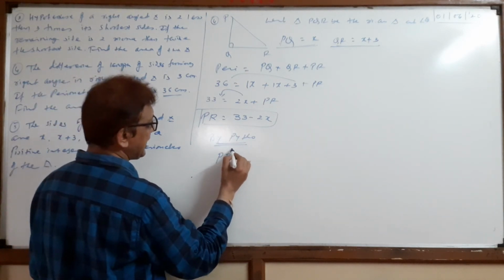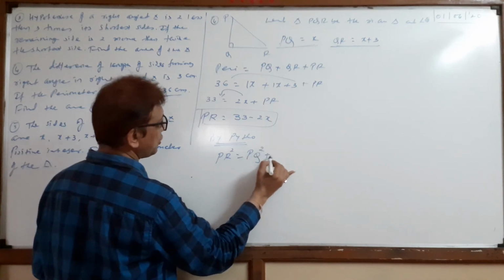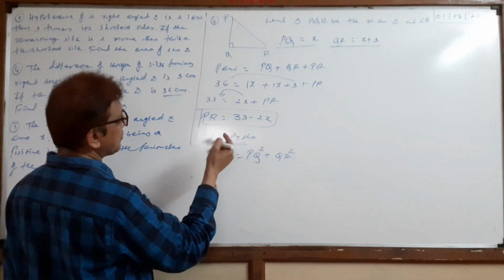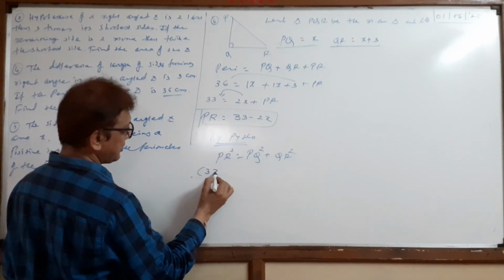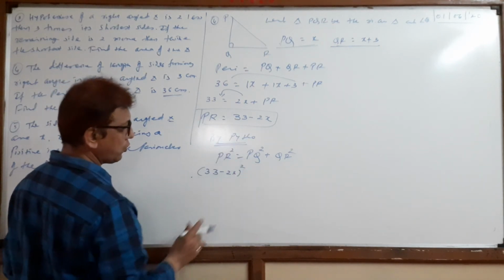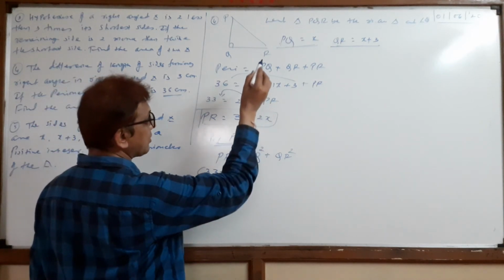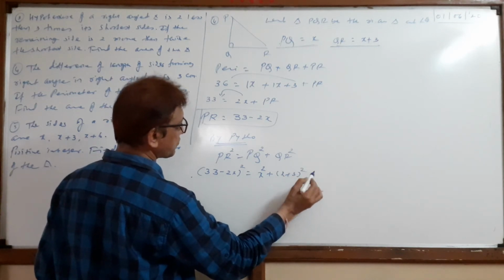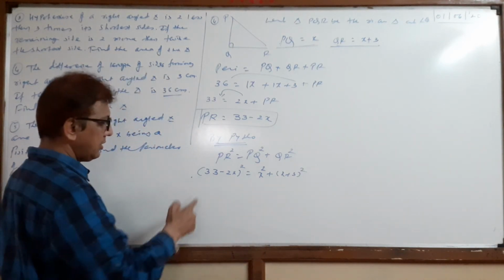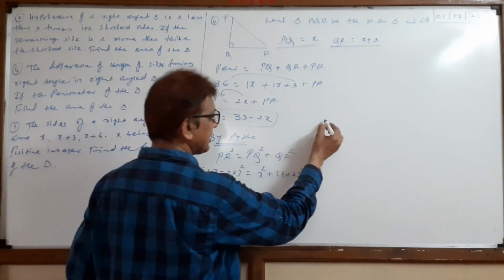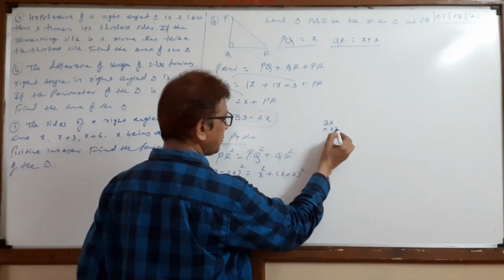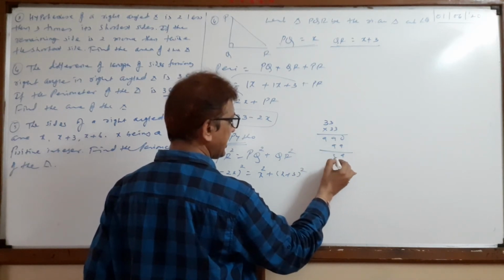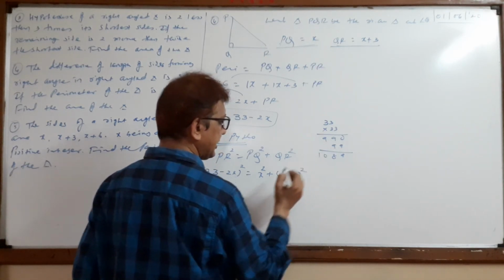So PR square equals PQ square plus QR square. Now PR equals (33 minus 2x) whole square, PQ equals x, QR equals x plus 3. Clear? Now 33 square: 33 into 33. 3 3s are 9, 3 3s are 9, again 9, 9, 9 plus 9 is 18 and 1.